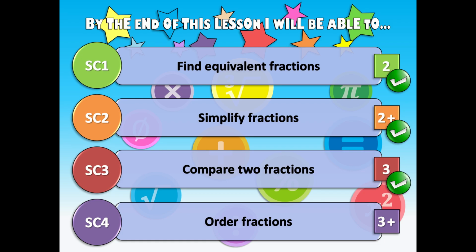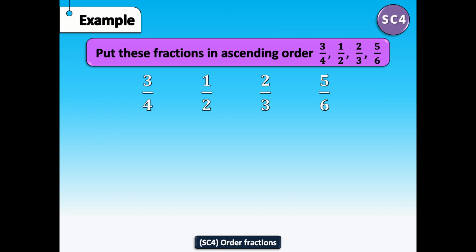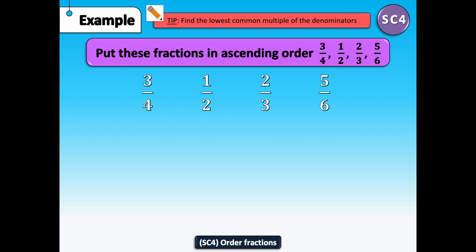So now we've completed success criteria 3, so we can move on to number 4, and this is to order fractions. So we want to put these fractions in order. Now this one is ascending order, which means they get bigger, so we want to put them from smallest to biggest. Again, to do this, I need to be able to compare them, which means I need to make the denominators all the same number. So I need to think about what number does 4, 2, 3, and 6 all go into. Now they all go into 12.